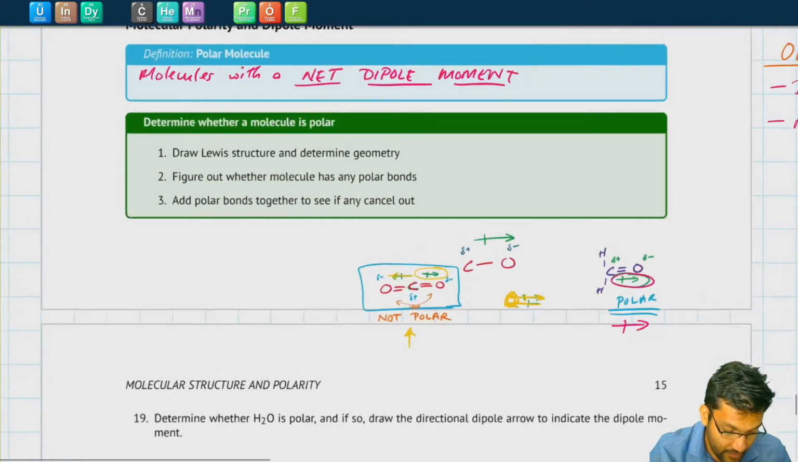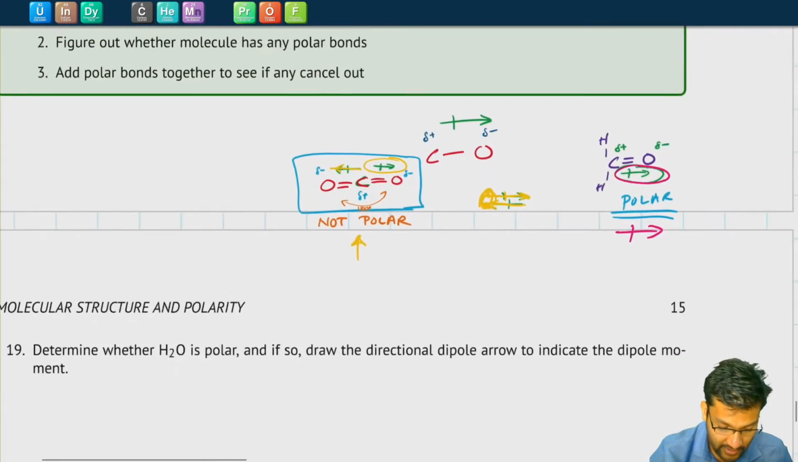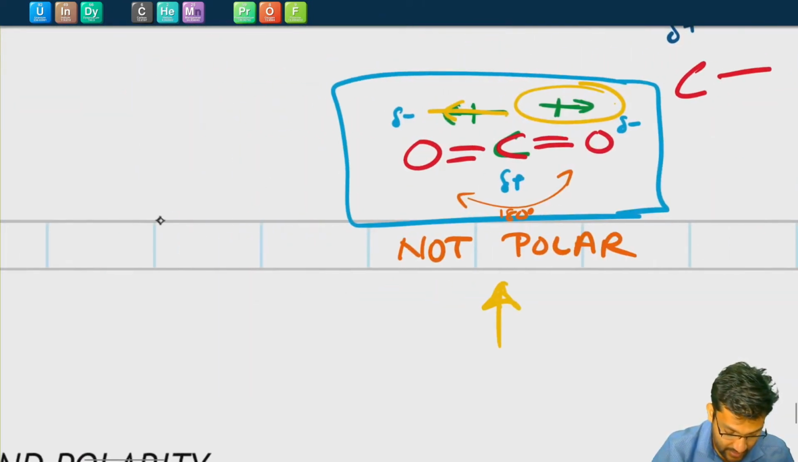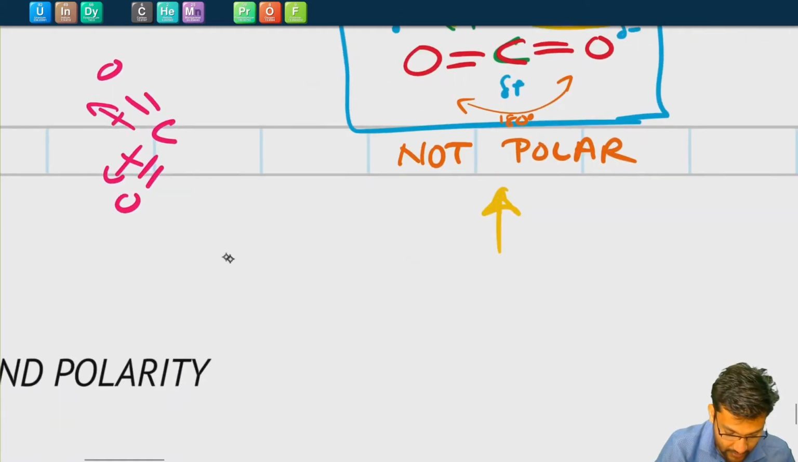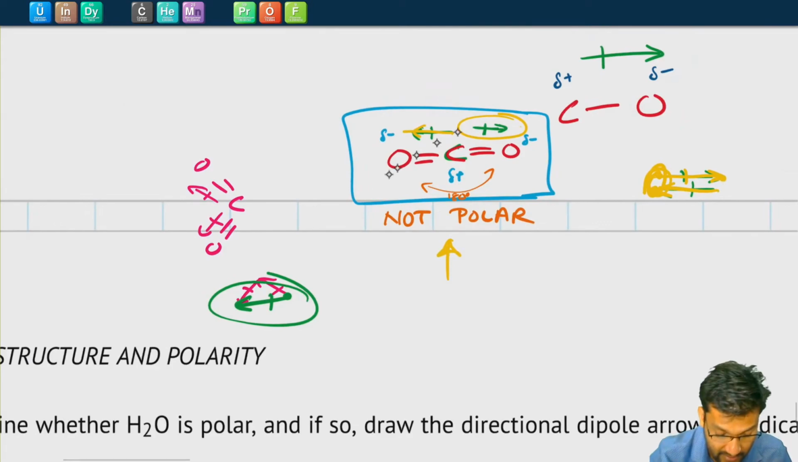So if we want to figure out whether molecules are polar or not, we need to draw their Lewis structures like we did here, and figure out their geometry, right? Because if carbon and oxygen was like this, which we know it's not, and this was pulling this way and this was pulling this way, if we added up these two arrows, adding it head to tail, our net dipole moment would start from here and go here. It would not be 0. If carbon dioxide was bent, in this example, it would be polar, but we know that carbon dioxide is linear, so it's not polar.